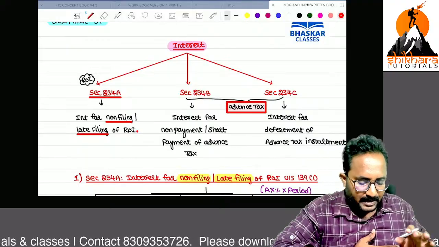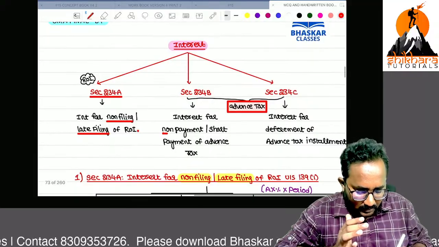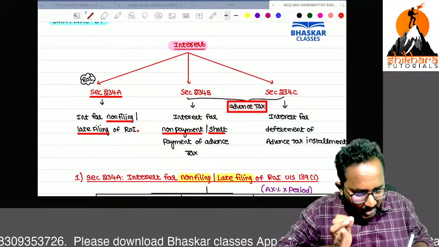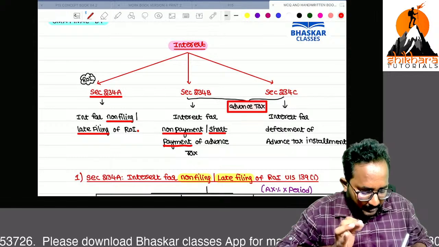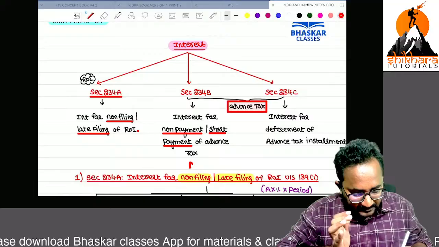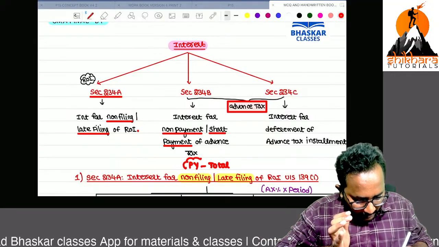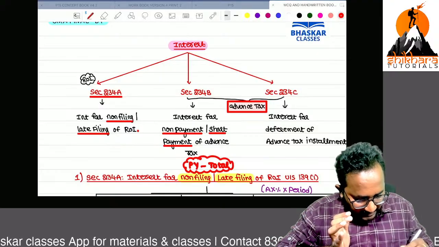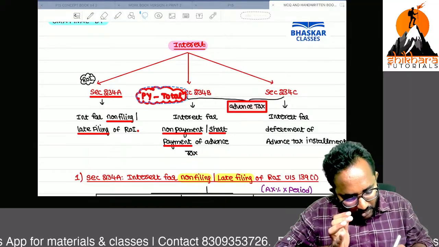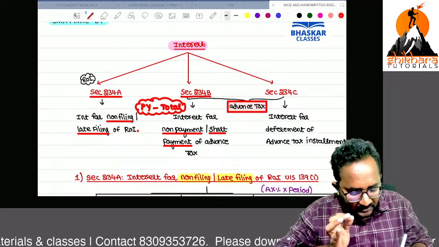So during the previous year, in total, please check whether you did not pay advance tax at all, or you paid only some but that is a short payment. Remember, during that previous year in total, please check. If I did not pay the advance tax at all, or I paid only some but that is treated as a shortfall, now I have to calculate the interest under section 234B.